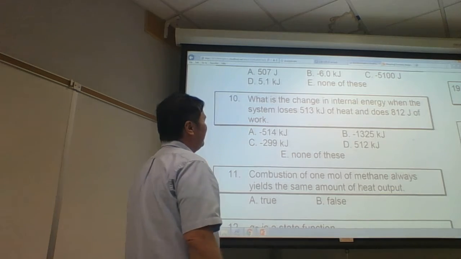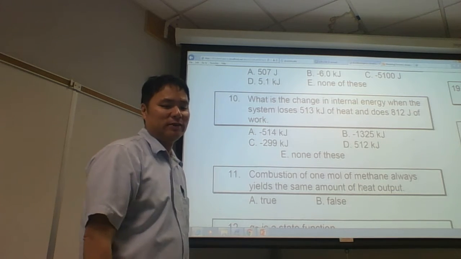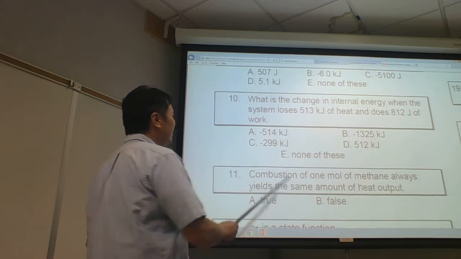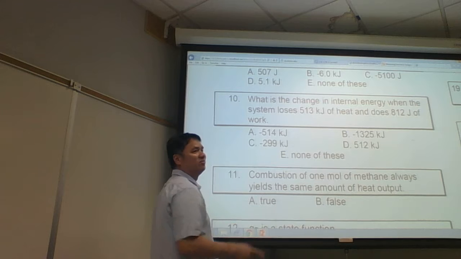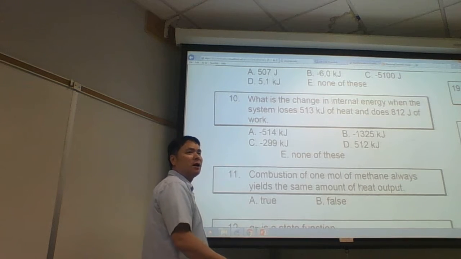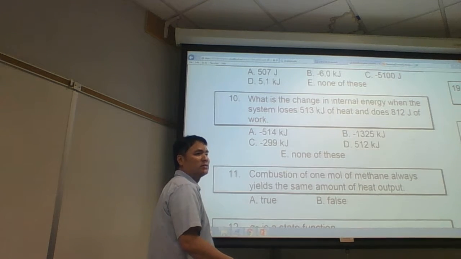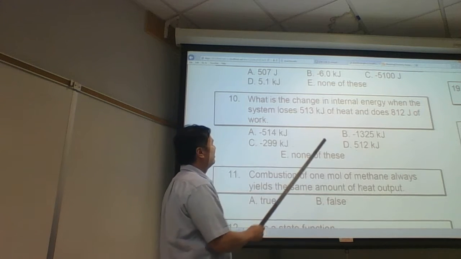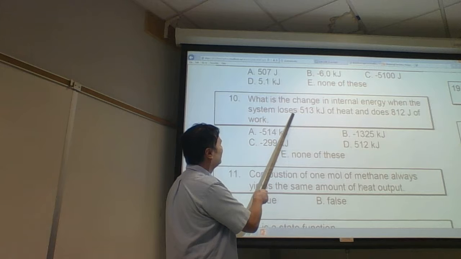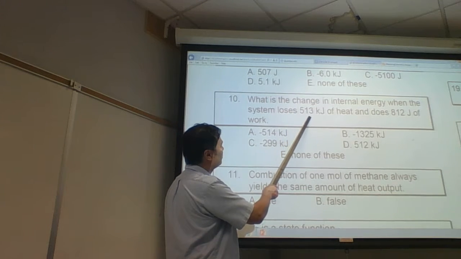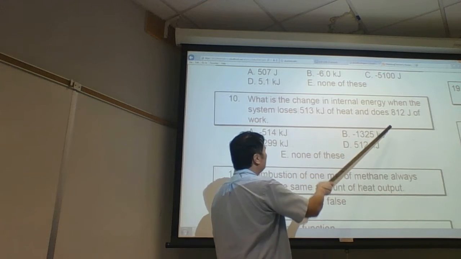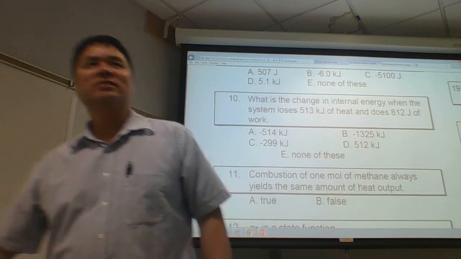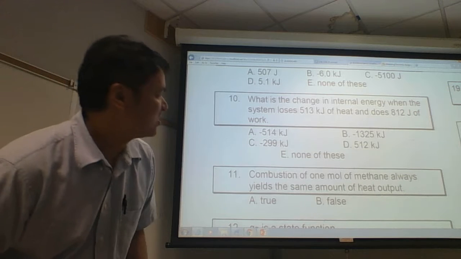What is the change in internal energy when the system loses 513 kilojoules? Is it positive or negative? If the system loses, it'd be negative. So we have to assign the sign here. Loses is negative, so minus 513 kilojoules. And does 812 joules of work. Is 812 joules positive or negative? That's also negative.